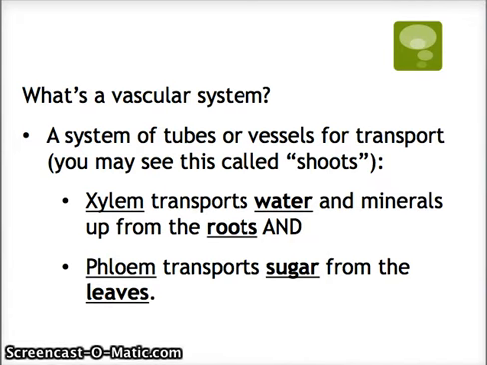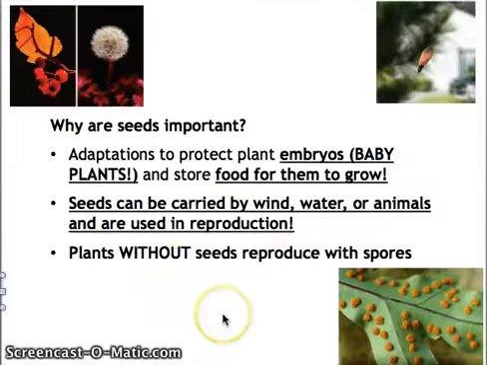Adaptation number 2 is seeds. Seeds are going to do a couple of different things. The first thing seeds do is protect plant embryos. Remember, an embryo is a baby, so a seed is going to protect that baby plant. It's going to store food for that baby plant. And a seed is going to help in reproduction. So 3 things: protect a baby plant, store food for the baby plant, and used in reproduction.